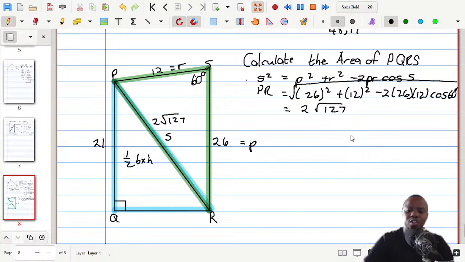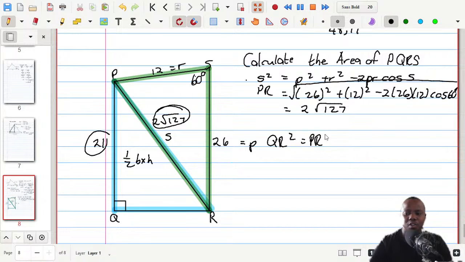Now what I need to do is to calculate the base. I'm given the hypotenuse right there. I'm given 21. I'm not going to use trig ratios because I do not have any angle. Instead, I'm going to use Pythagoras theorem. So QR squared is equal to my hypotenuse squared minus PQ squared. This is going to be 2 square root of 127 squared minus PQ, which is 21 squared.